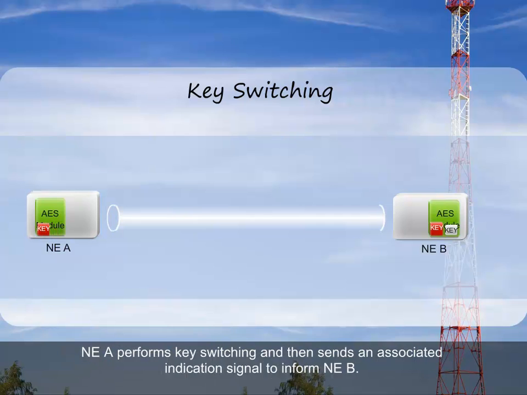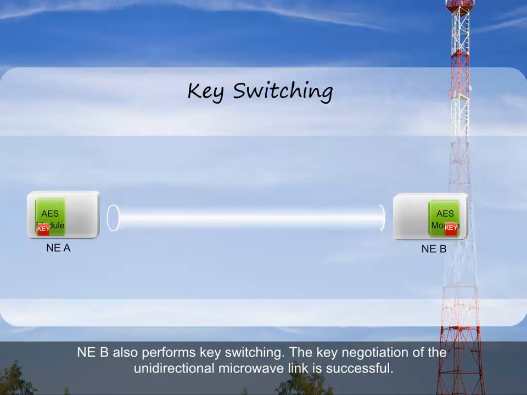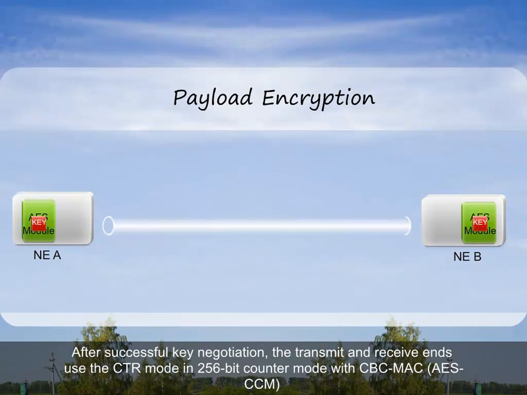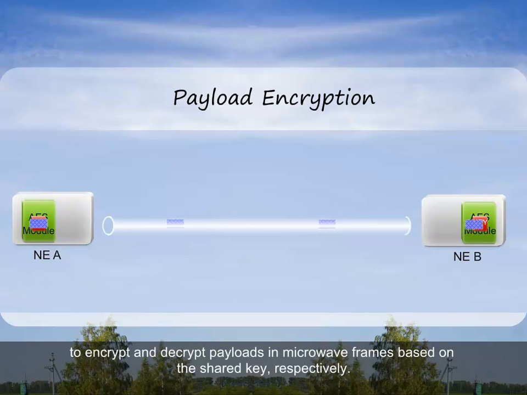NEA performs key switching and then sends an associated indication signal to inform NEB. NEB also performs key switching. Key negotiation of the unidirectional microwave link is successful. The last part is about payload encryption. After successful key negotiation, the transmit and receive ends use the AES-CCM algorithm, which combines the 256-bit CTR counter mode with CBC-MAC, to encrypt and decrypt payloads and microwave frames based on the shared key, respectively.